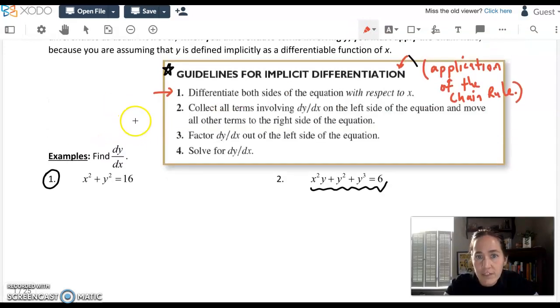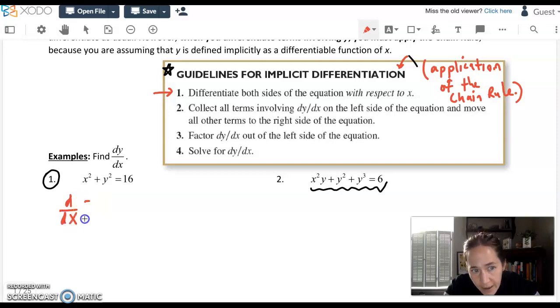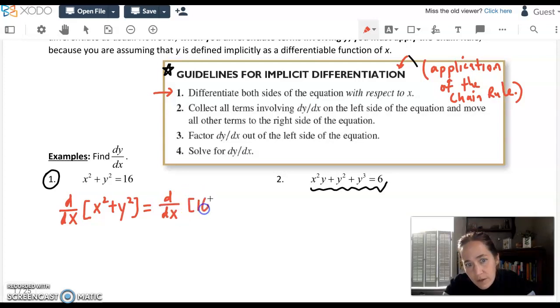Implicit, if I'm following the steps here, says step 1, you're going to differentiate both sides of the function with respect to x. And here's the notation I'll put for that. I'll put d/dx, derivative with respect to x, of the left side, so x squared plus y squared, has to equal, well, if we differentiate the left side, we've got to also differentiate the right side. So derivative with respect to x, d/dx of the 16 on the other side.